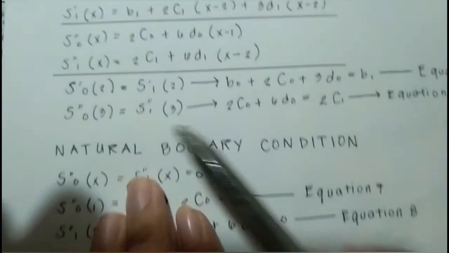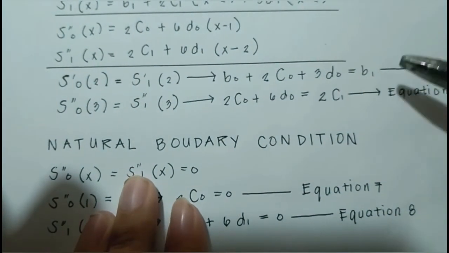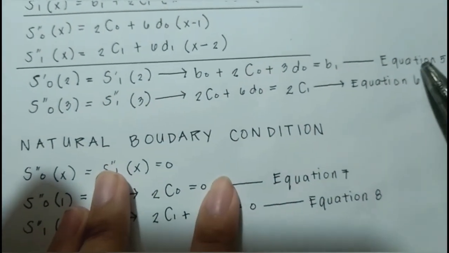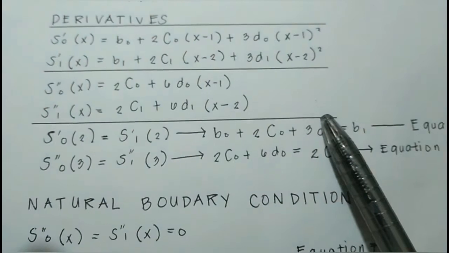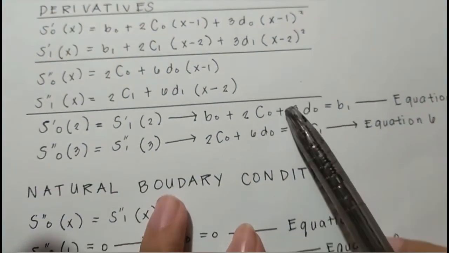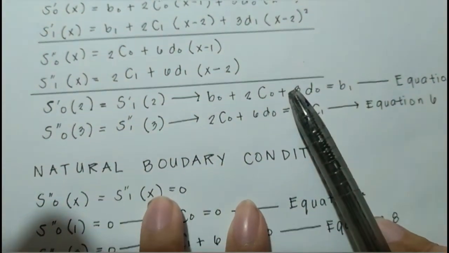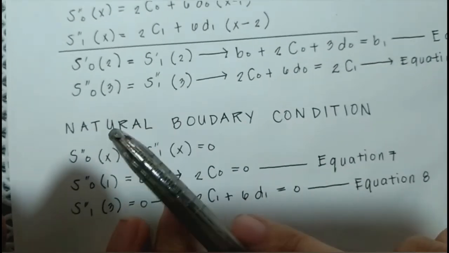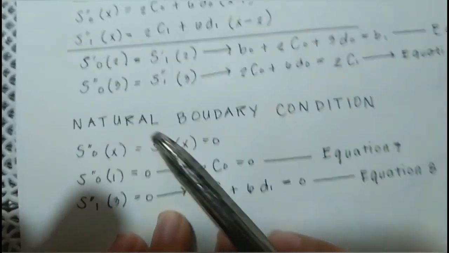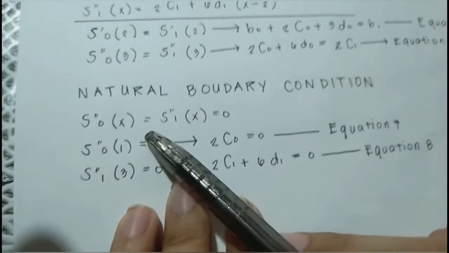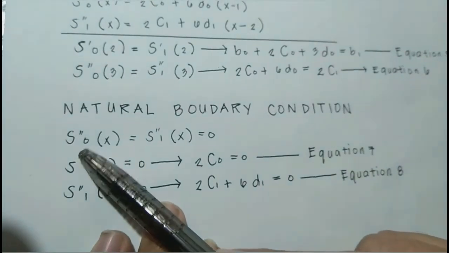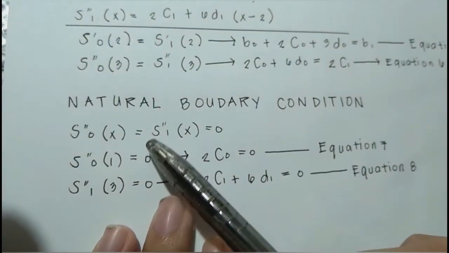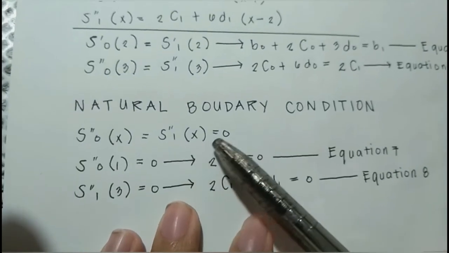And then after, we have 2 more equations to go because we need to get 8 equations because of the 8 unknowns. So we need 2. So let's use the natural boundary condition. So s double prime node of x is equal to s double prime 1 of x is equal to 0.